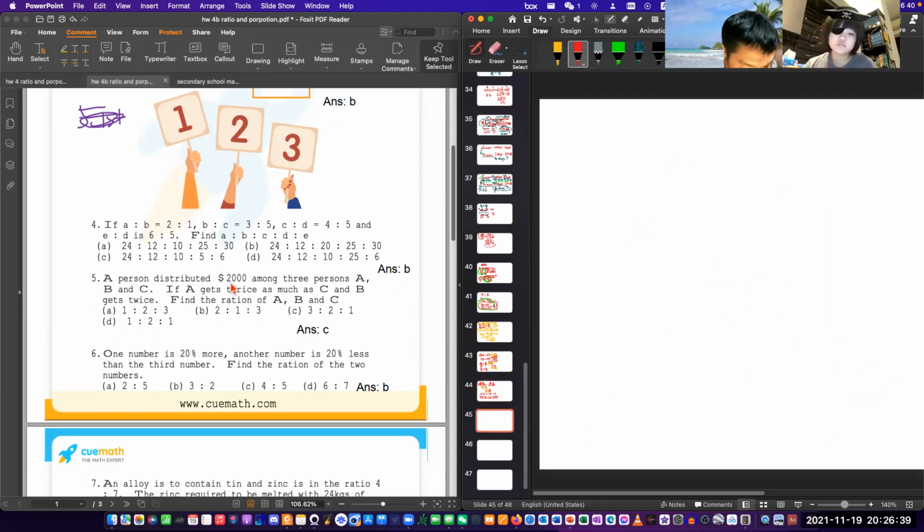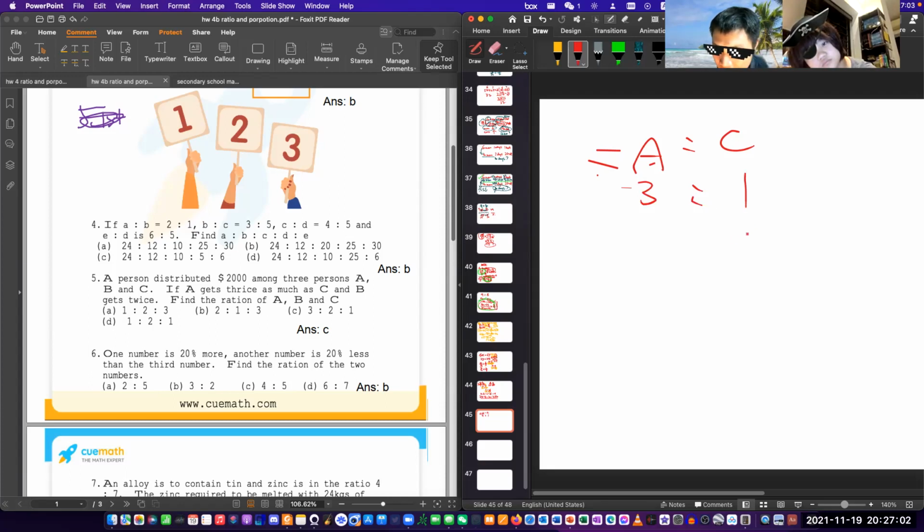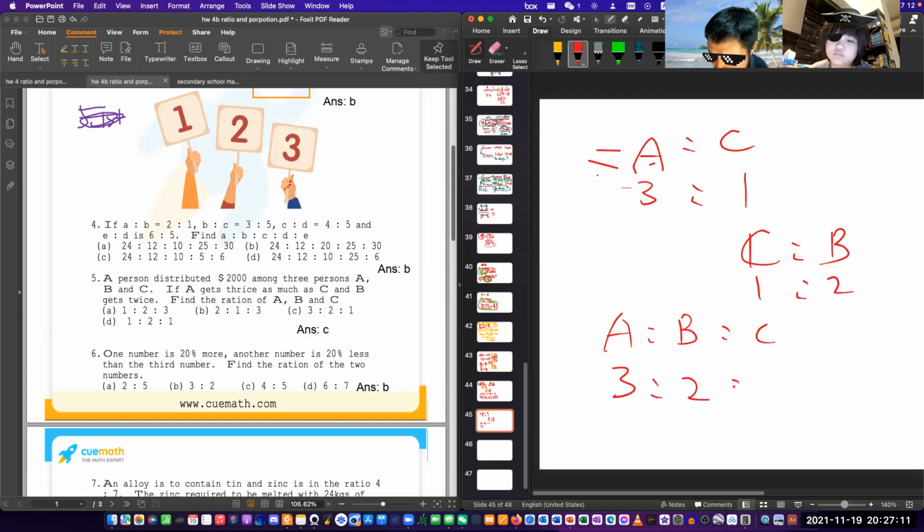So once again, a person distributed 2,000 among 3 persons, A, B, C. A gets twice as much as C, and B gets twice. So I'm assuming this is 3 times to 1, and then C to B is 1 to 2. So A to B to C will be 3 to 2 to 1. Then find the ratio of A, B, C. So A to C is 3 to 1, which is C, correct?